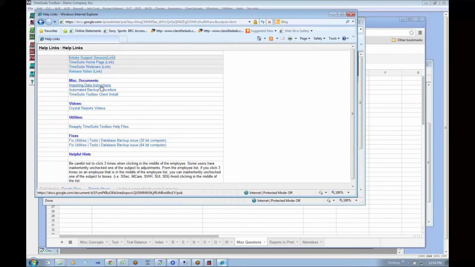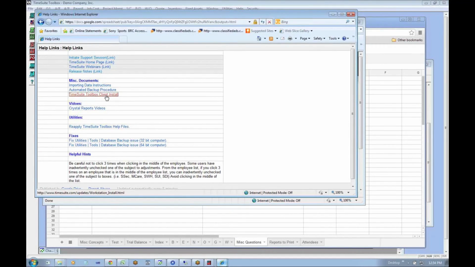Importing data instructions. We do a lot of interfaces with different systems, and we have a lot of utilities now. That list keeps growing. And automated backup procedure is a big one. That's where you don't have to shut down your database engine in order to back it up. TimeSuite Toolbox client install. That's where you have a new computer and you just need the client. So we really condensed that, and it's just a couple clicks and you're done.